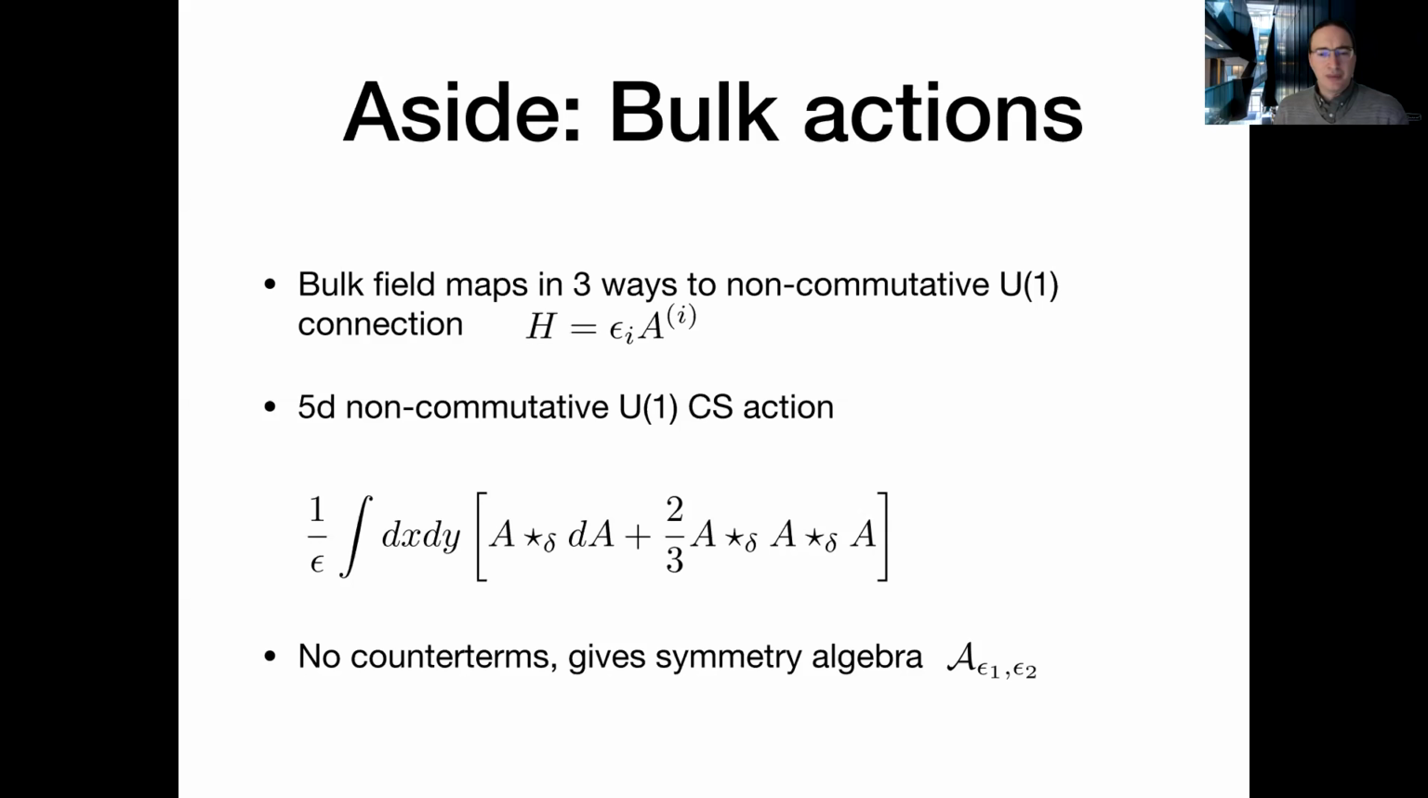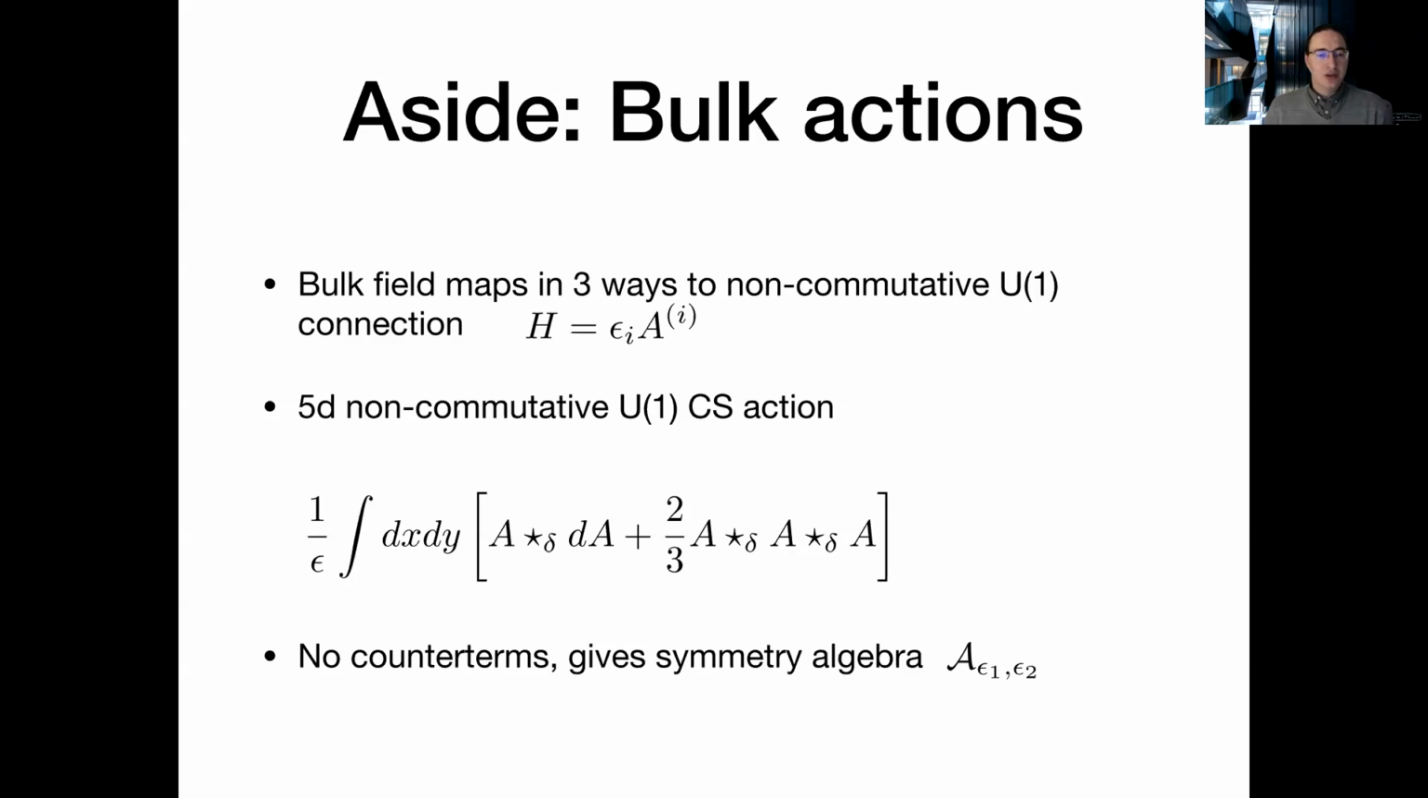So this is a five-dimensional Chern-Simons action for a non-commutative U1 gauge field. So see, my wedge products are taken with the help of a non-commutative Moyal product on the plane. Oh, on C2, sorry. And then there is an overall coupling, one over epsilon one.